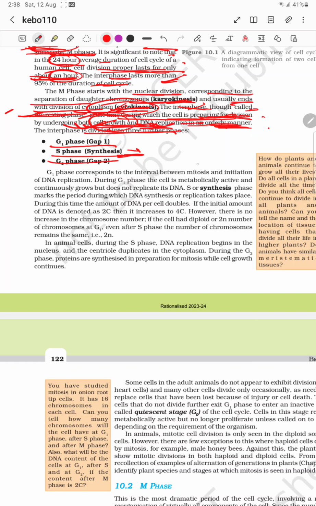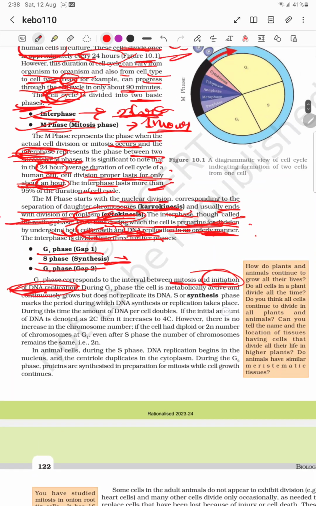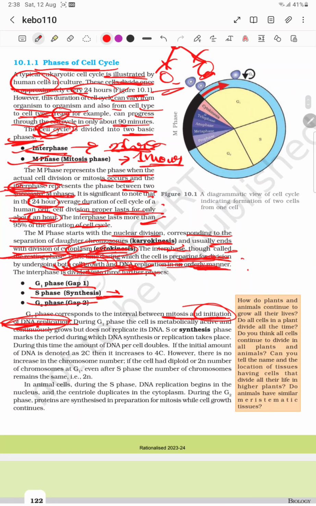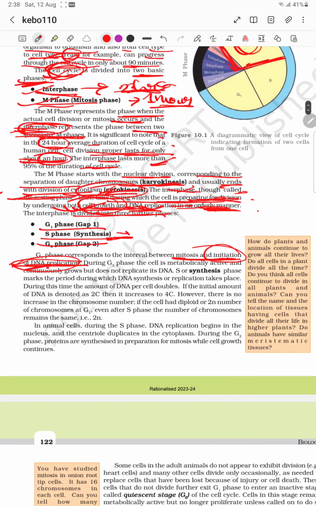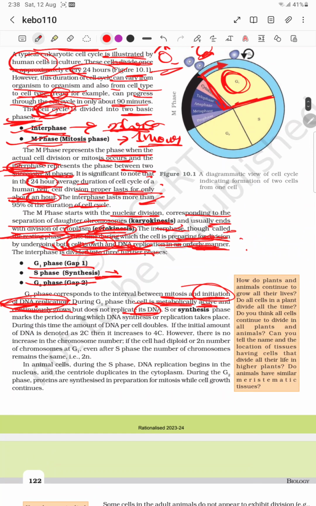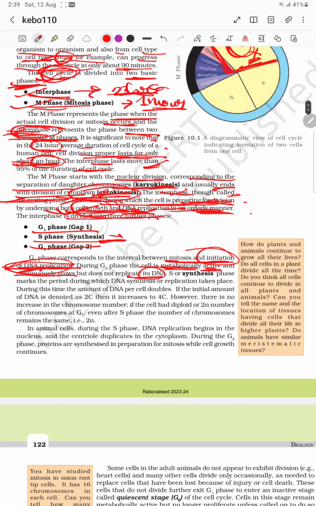Now about G1 phase. It corresponds to the interval between mitosis and initiation of DNA replication. Initiation of DNA replication is S phase, in which DNA replication occurs. So here we can see in the diagram, after M phase and before S phase is G1. During G1 phase, the cell is metabolically active and continuously grows but does not replicate its DNA. In this, cell is doing its function and growing, but there is no replication seen in this phase.